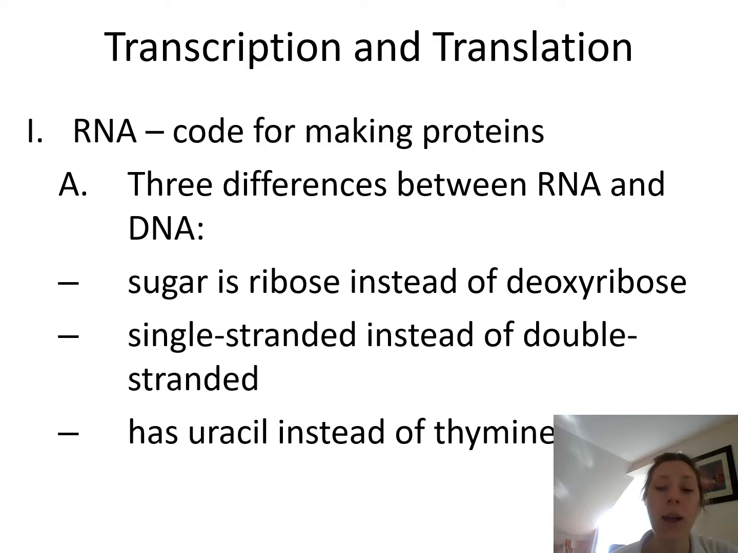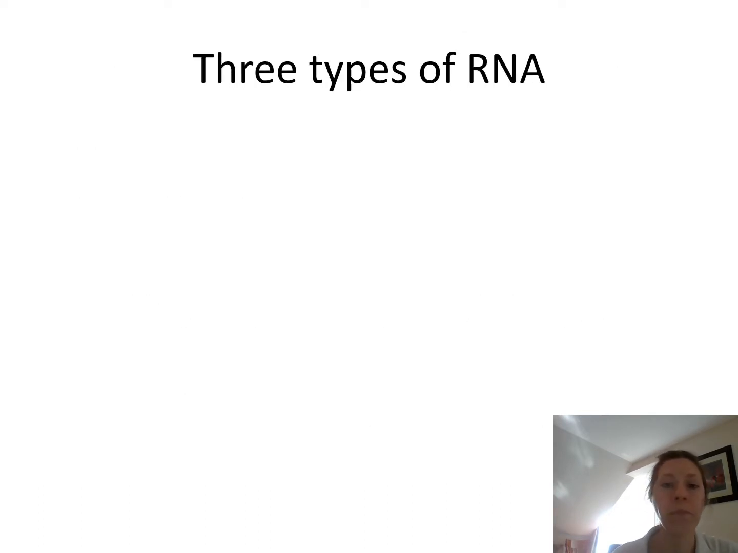However, in RNA, instead of using T, they replace it with uracil, so a U. So there is a difference there. There's a base that's different. It's still going to follow T's base pairing rule. So if there is an A in the DNA, instead of having a T put on the RNA, you're going to put a U there, and you'll see that coming up.